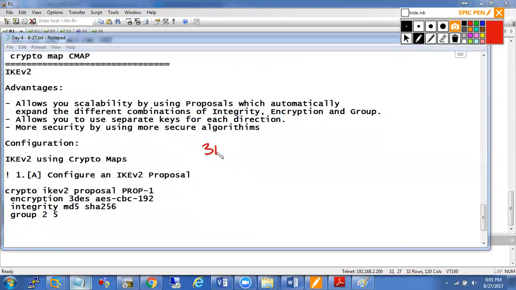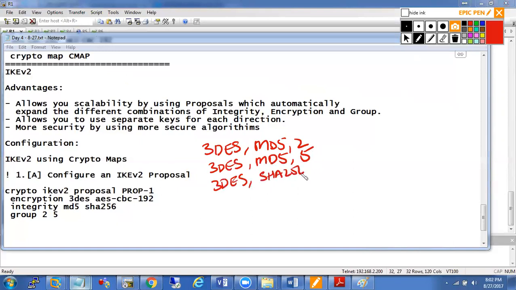You get a combination triple DES, MD5, 2. You also get triple DES, MD5, 5. You get triple DES, SHA-256, 2, triple DES, SHA-256, 5. And you have the same 4 combinations based on what?